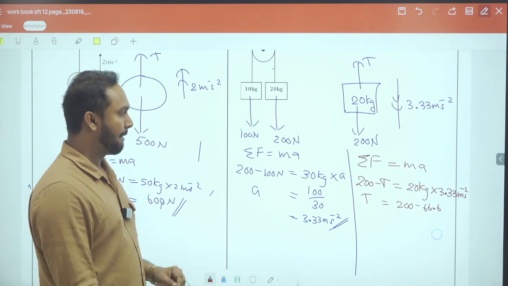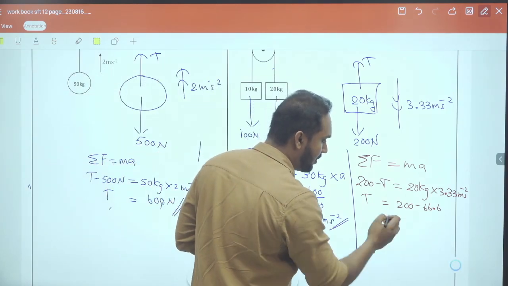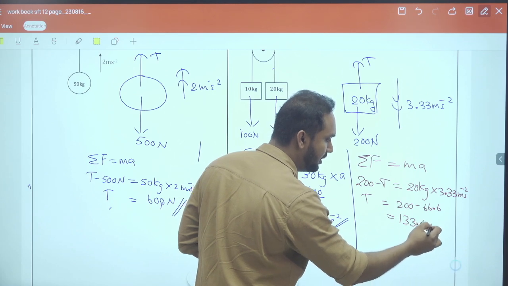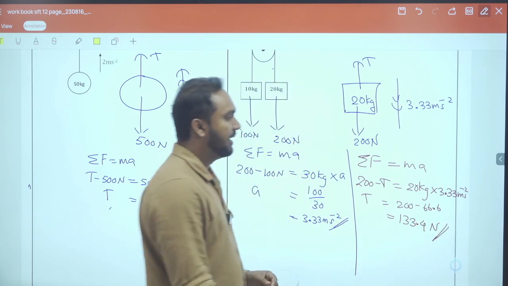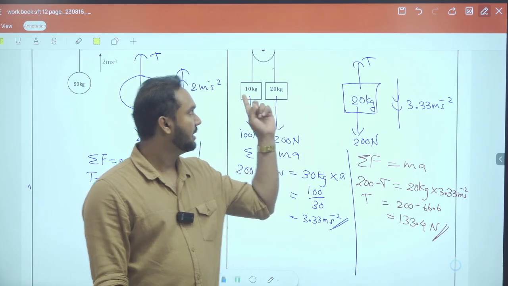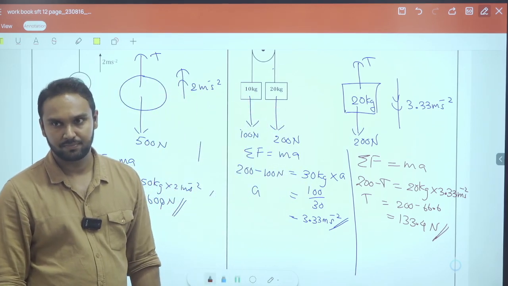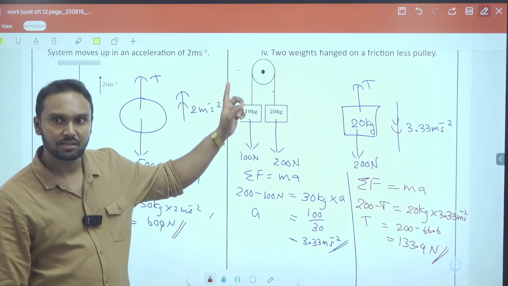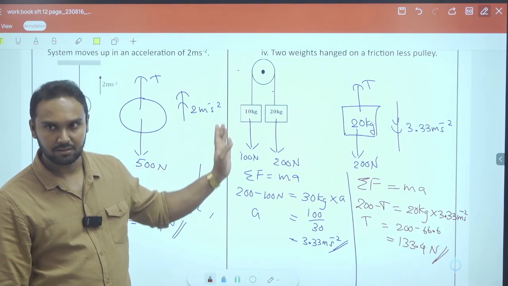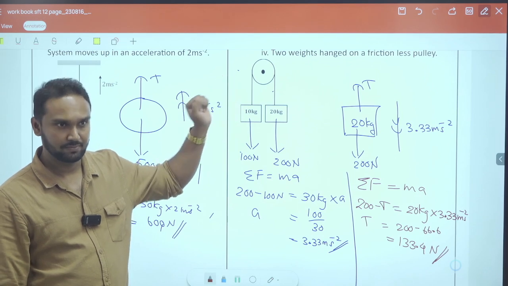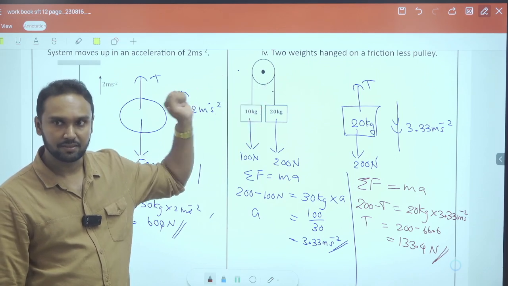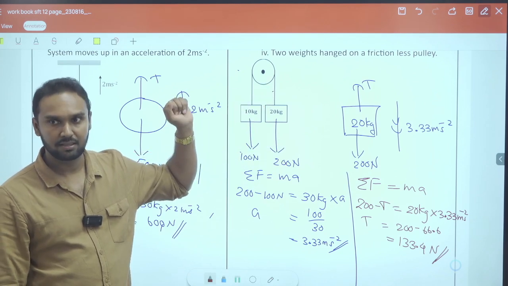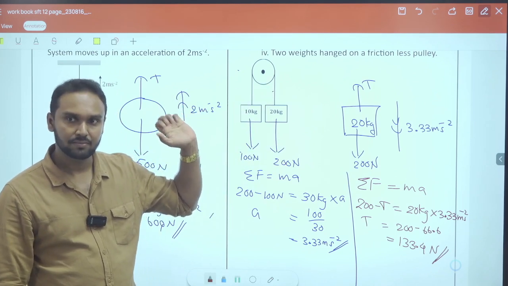What is the answer? 130.4 newtons. It will be the same if you put the 10 kilogram weight as well. But if you are putting the 10 kilogram weight, the acceleration is upwards, right? Because the object is moving upwards and the tension is greater than the weight. Get it? Here the weight is greater than the tension. That is why it is moving. Get it?